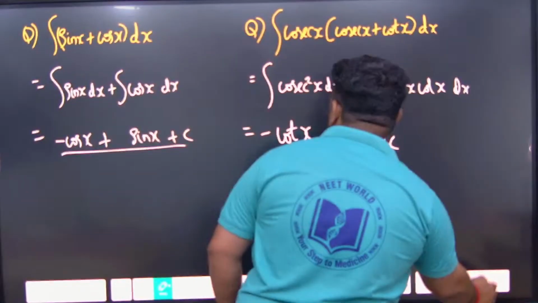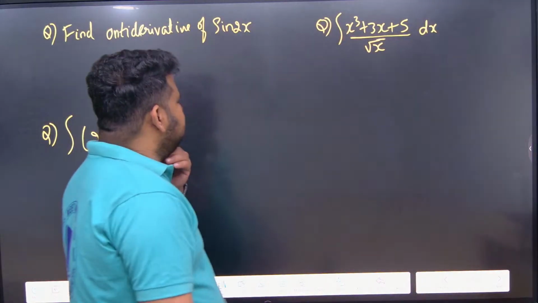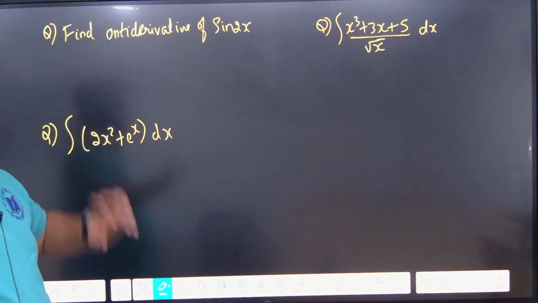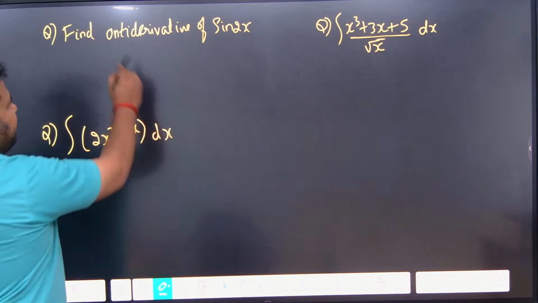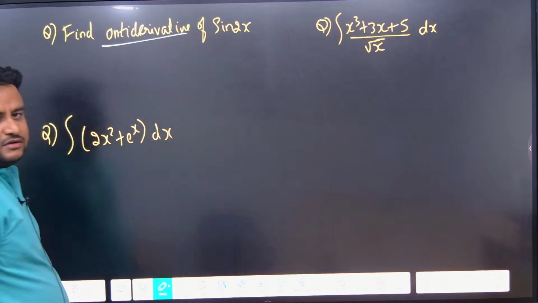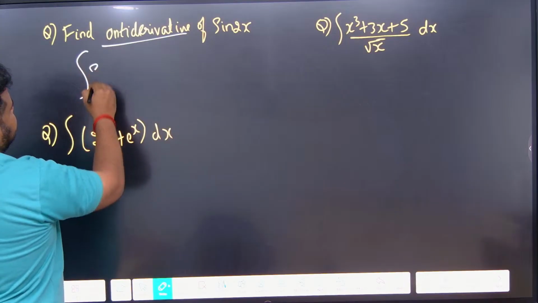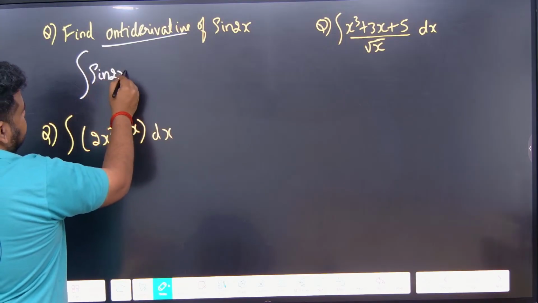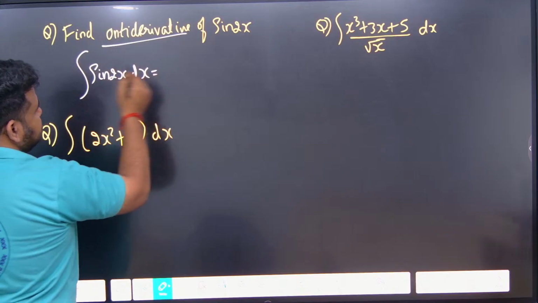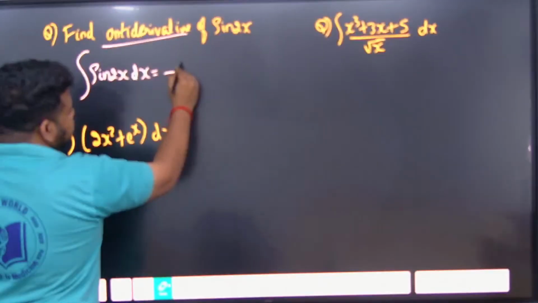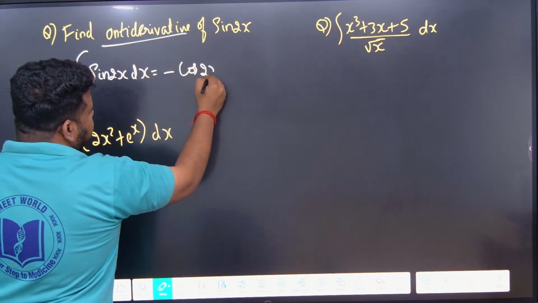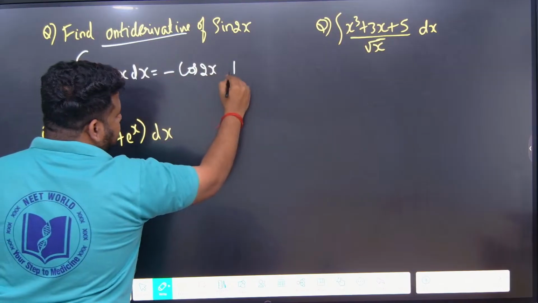Now let us proceed. They will give like this also. They will not give the integral sign and all. They will just ask, find the antiderivative of sin 2x. So here what we will do? Integral of sin 2x dx. Integral of sin 2x dx is what? It is minus cos 2x, plus c. But is it complete?